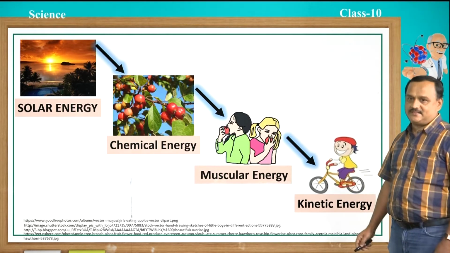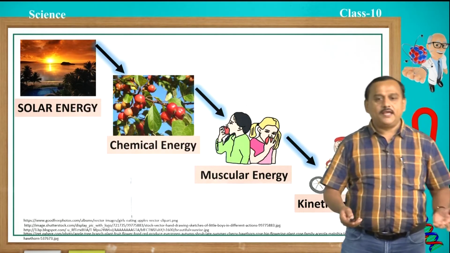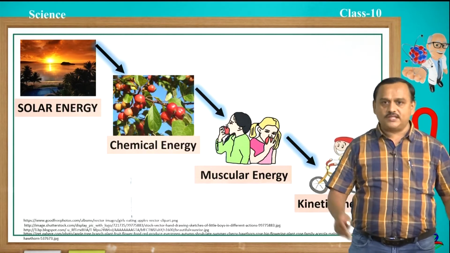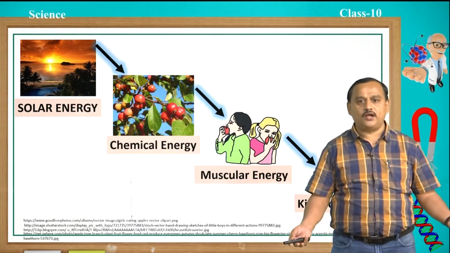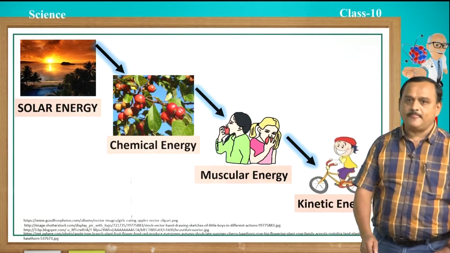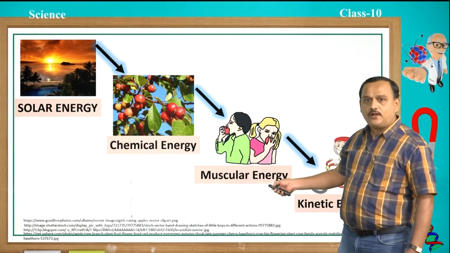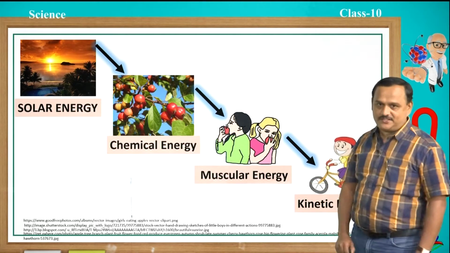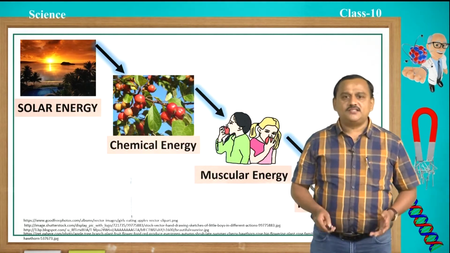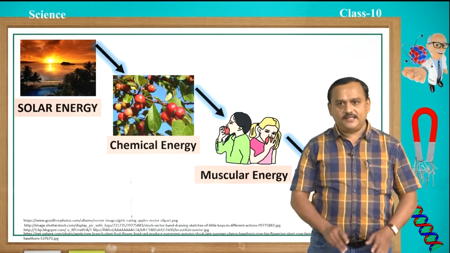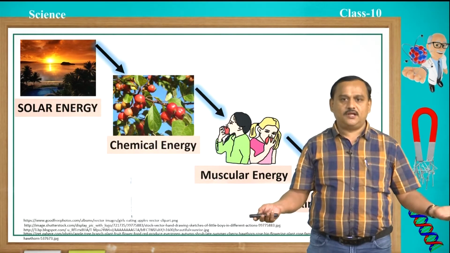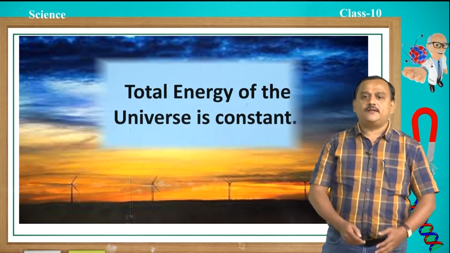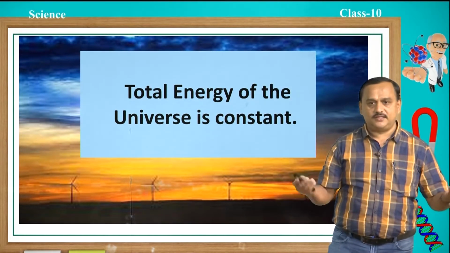This is kinetic energy. Children, you have to observe in this picture, in the process of all these things, there is no creation of new energy and no energy is being destroyed. It is only transformation of energy from one form to another. Solar energy to chemical energy, and then muscular energy, and finally kinetic energy. So, this is what the law of conservation of energy says. Energy is not created in this process, it is only transformed. So, on the whole, what we can say is the total energy of the universe is constant.